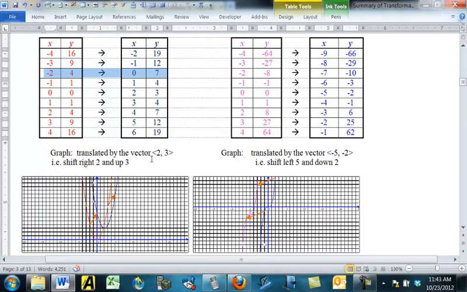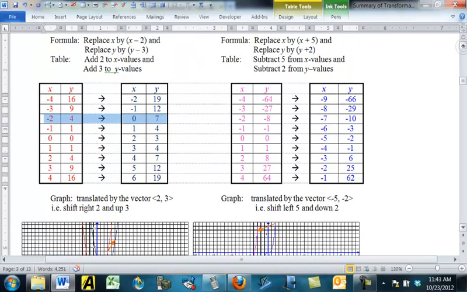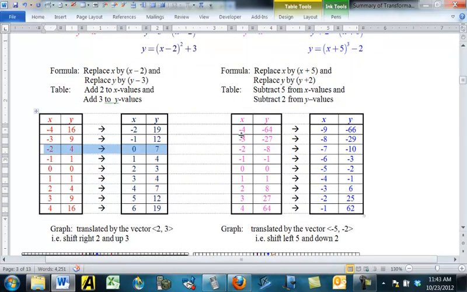This one over here has been shifted by the vector negative 5, negative 2. In other words, left 5 and down 2. You can see that by these vectors, negative 5, negative 2 here in orange. And we can go back up and see that in the table. The vector's not backwards, it's in the right direction. So we're really going left 5, we're really going down 2, we're really adding negative 5 to the x, we're really adding negative 2 to the y.